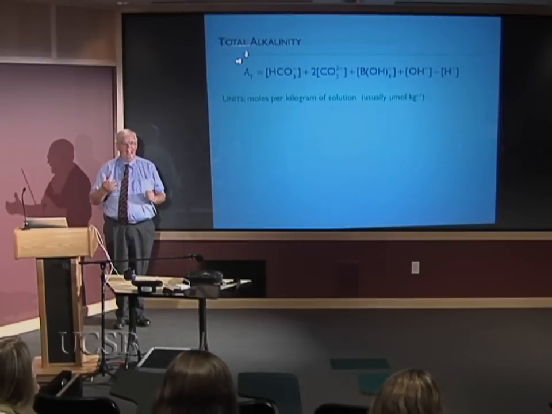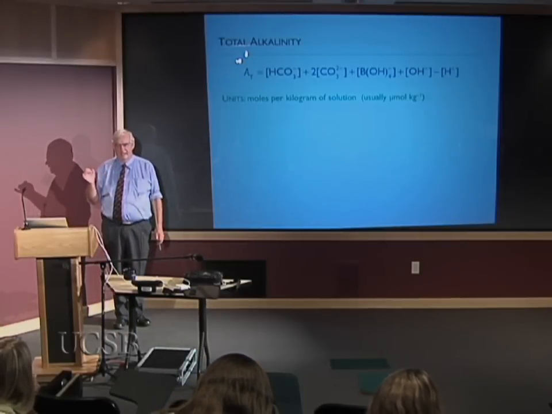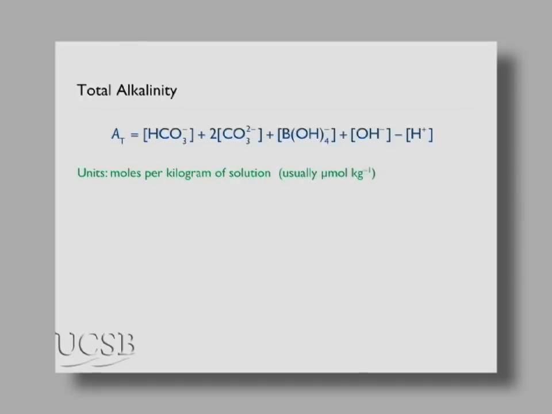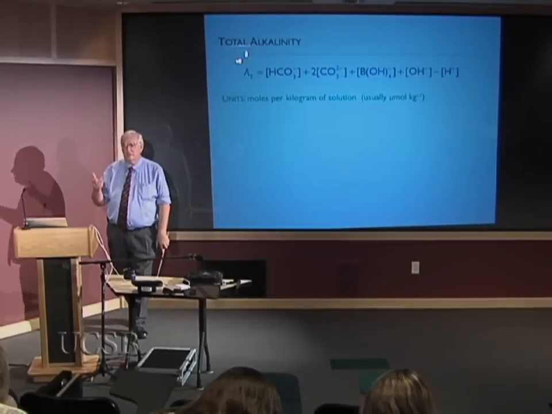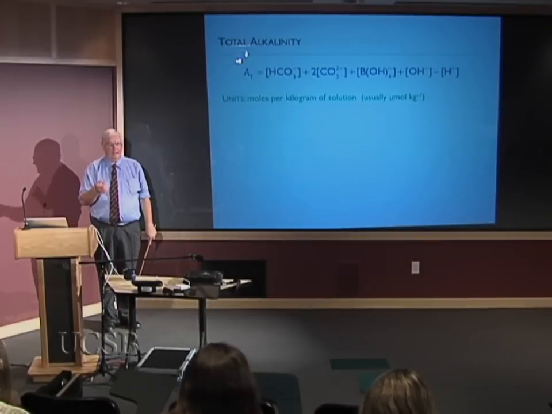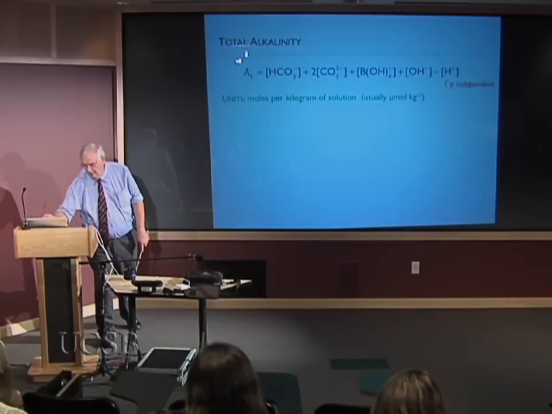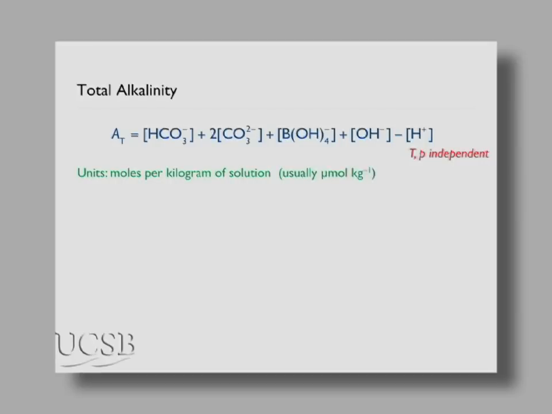So where do all these acid-base things come in? They come into one other item you can measure, the total alkalinity. Often you'll see the total alkalinity written by this expression: bicarbonate, 2 carbonates, a borate, a hydroxide, minus H+. It's usually measured in moles per kilogram of solution, by an acid-base titration. You work out how much acid your seawater sample takes to titrate all these species. It has a very useful and interesting property: it's temperature and pressure independent.